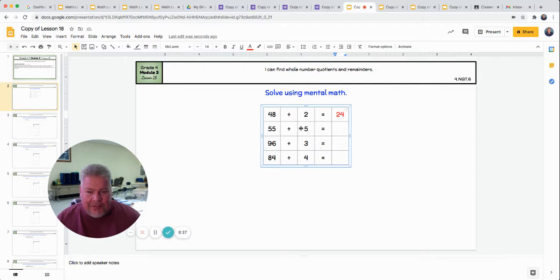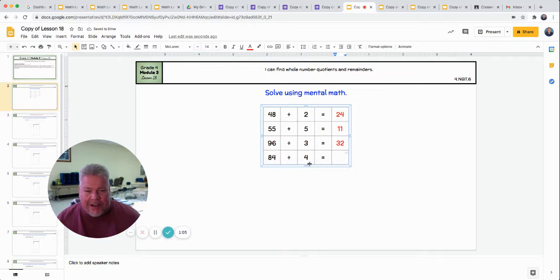All right, how about 55 divided by 5? 5 divided by 5 would be 1. And this 5 divided by 5 would be 1. 55 divided by 5 is 11. 96 divided by 3, how many times will 3 go into 9? How many 3s are in 9? It's 3. And how many 3s are in the 6? 2. 32.